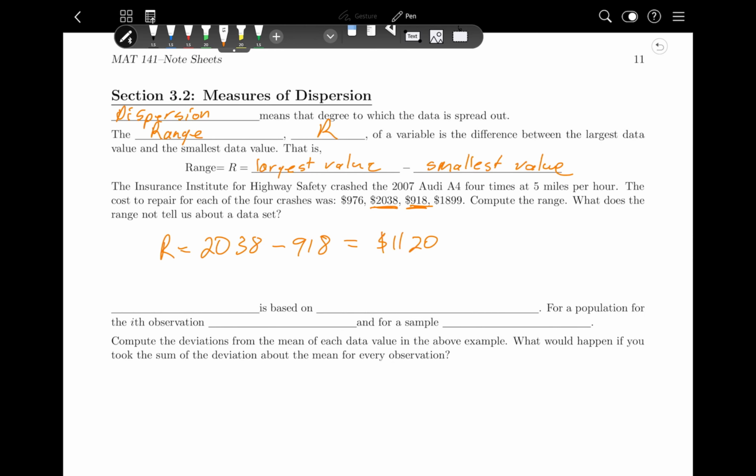It could be that all of our data is either down here near the smallest value or up here near the largest value, or it could be fairly evenly spread out. And that's what the next thing we're going to talk about helps us do.